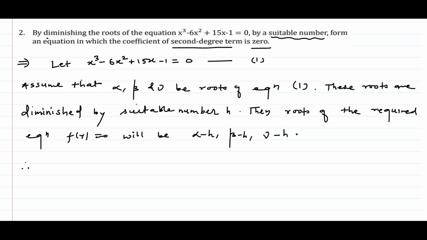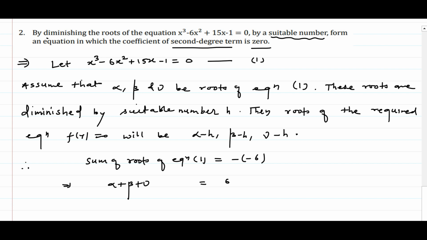So now the sum of roots of equation 1 is equal to negative of negative 6. So now here alpha plus beta plus gamma is equal to 6. So we can say that alpha plus beta plus gamma is equal to 6. And let us suppose this equation is 2.